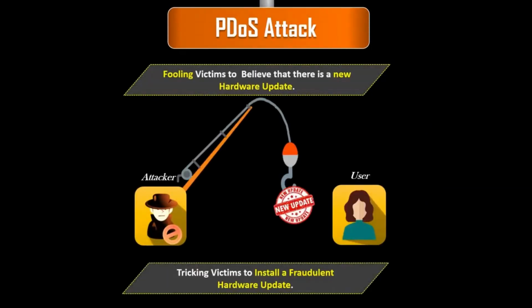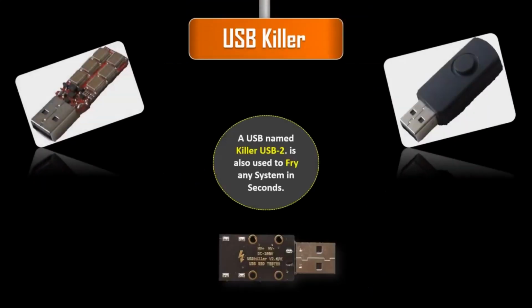One way these PDOS attacks are carried out is by fooling your victims into believing that there is a new hardware update, and then when they try to install the hardware update, that install is actually a malicious package that will brick their system and keep them from ever getting back online again. Something that does this is the USB killer, and it has been known to fry systems in a matter of seconds. When you plug this in, it will instantly fry that system in a couple seconds and render it unusable. So this is a quick way to carry out a PDOS attack.